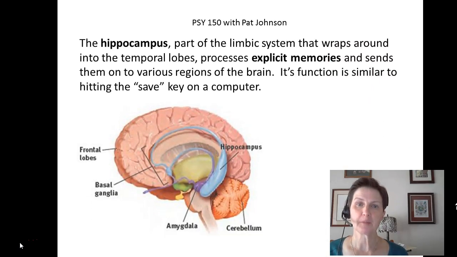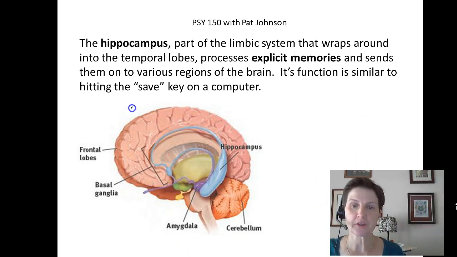First, let's go inside the brain. Here's an image of the brain that you've seen from your textbook, and the part of the brain I want you to focus on right now is this structure right here. It's called the hippocampus, and this is an interior view of the brain, but the hippocampus winds around into the temporal lobe. So this big part of the hippocampus would actually be inside the temporal lobe.